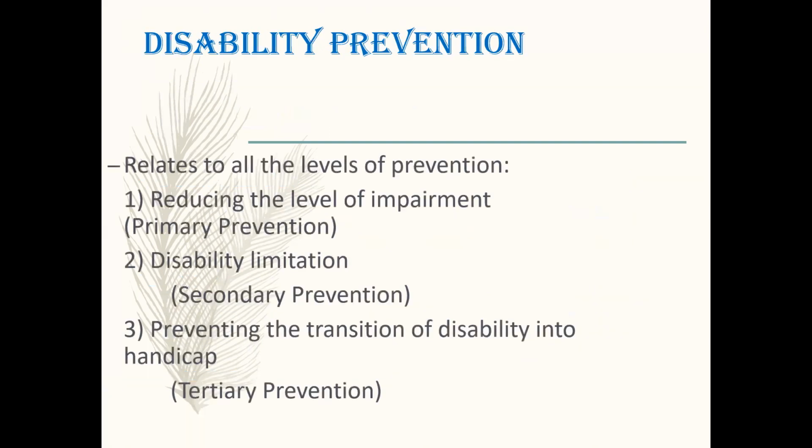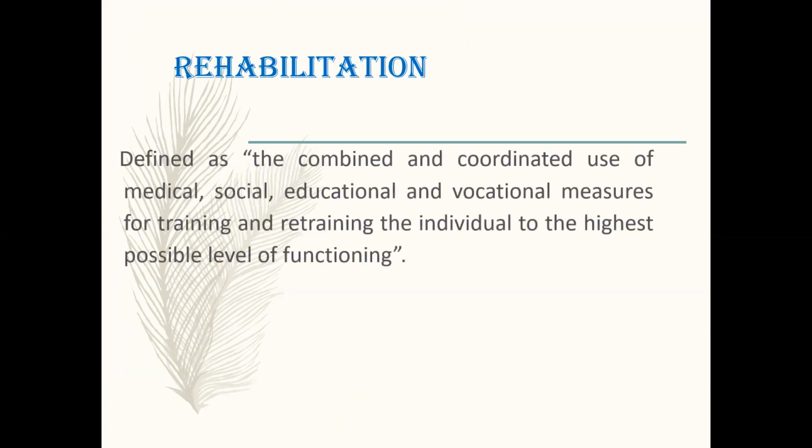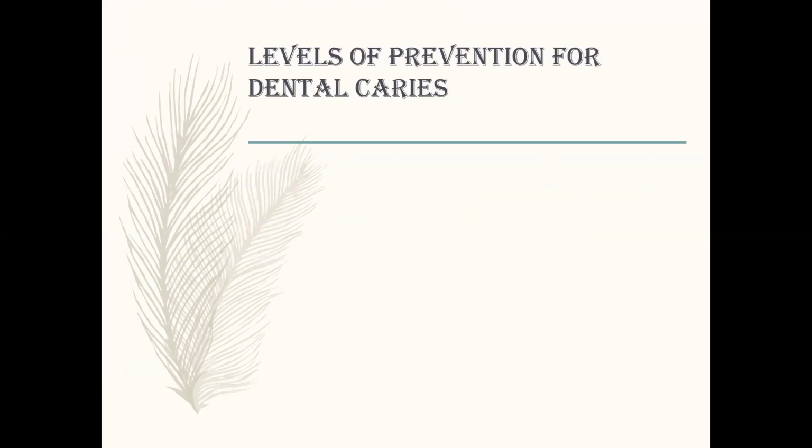Disability prevention relates to all the level of prevention. First, reducing the level of impairment, that is primary prevention. Disability limitation, that is secondary prevention. Preventing the transition of disability into the handicap, that is tertiary prevention. Rehabilitation, it is defined as a combined and coordinated use of medical, social, educational, and vocational measures for training and retraining that individual to the highest possible level of functioning.